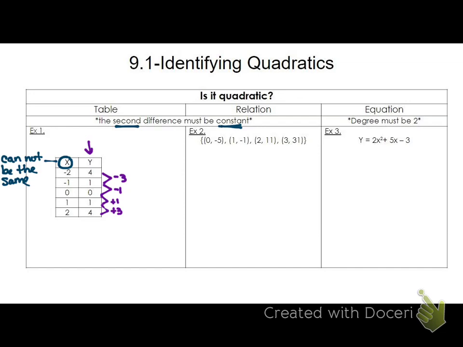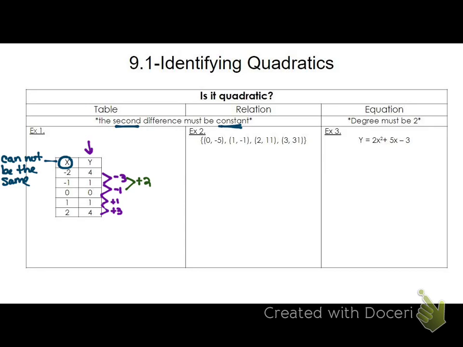Now, if they're all constant the first time, it's going to be a linear equation. It's going to be a linear. But because they're not all the same the first time, we're going to go and see if they're the same the second time through. So what we're going to look at then is -3 to 1. How do I go from -3 to 1? Not -2, +2. So -3 plus 2 will get me to -1.